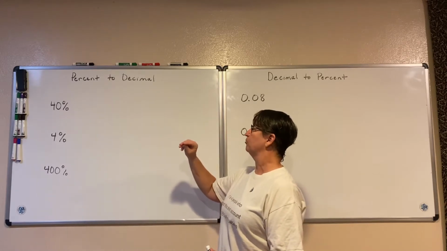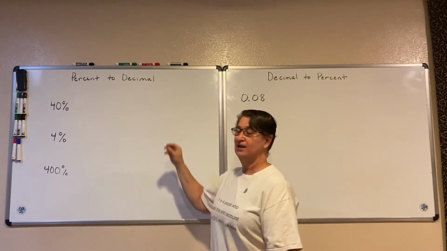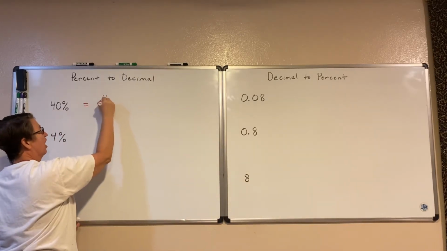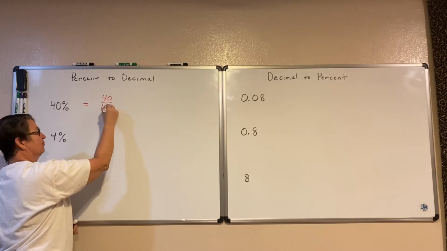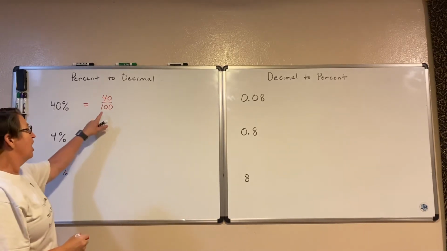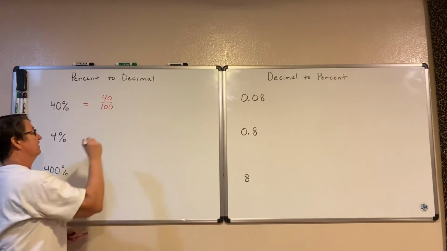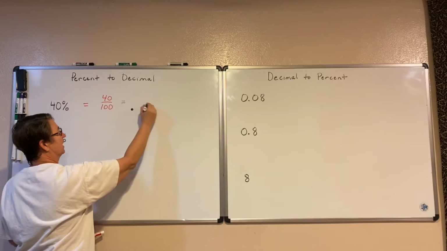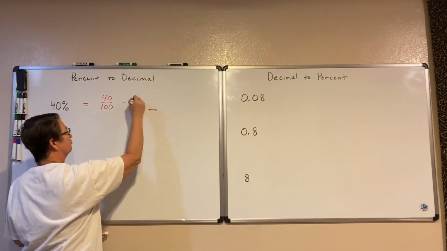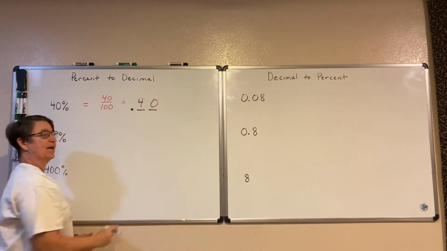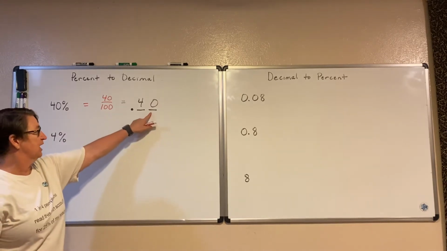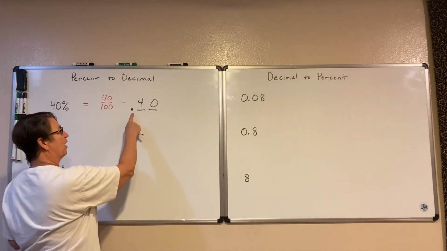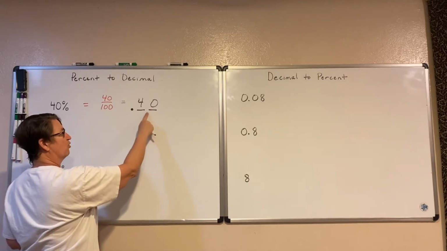So this 40%, we could rewrite that, since we know that it's really just a fraction with 100 in the denominator. So 40 hundredths. Well, when we write that as a decimal, we know that the places are tenths, hundredths. So we need the 40 out in the hundredths place. That zero needs to be in the hundredths place. So as a decimal, we could write it as 0.40, 40 hundredths.